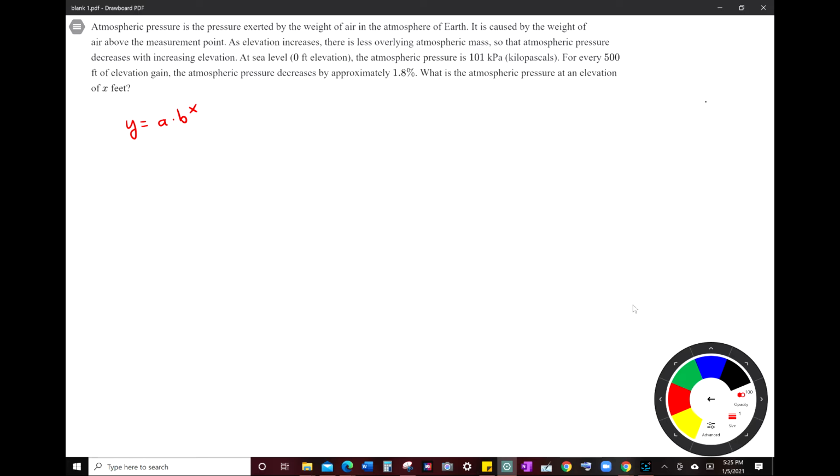Let's read the problem. What do we know from it? We know at sea level, 0 feet elevation, the atmospheric pressure is 101 kPa, and for every 500 feet of elevation gain, the atmospheric pressure decreases by approximately 1.8%. What we need to do is find the atmospheric pressure at an elevation of x feet, so we have to write the equation to find the pressure.